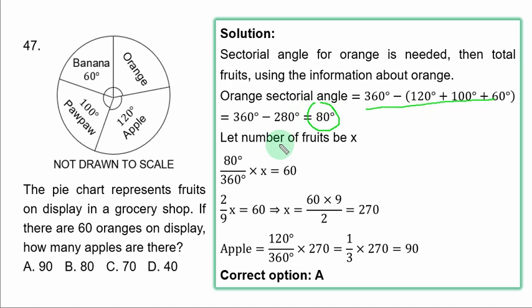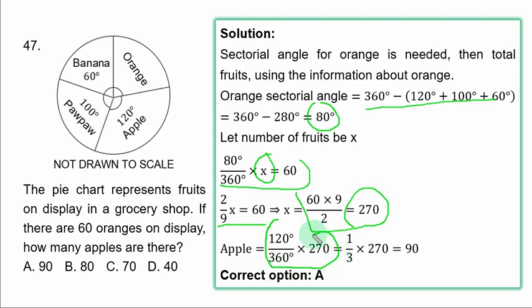Now, normally, to get the number of oranges, it is the sectorial angle for orange over total angles times total fruits. This is what we try to represent in this expression. So we have S, the total fruit. If you reduce this, you have 2 over 9 S equal to 60. To get S, you multiply 60 by 9 and divide it by 2, and that is 270 fruits.